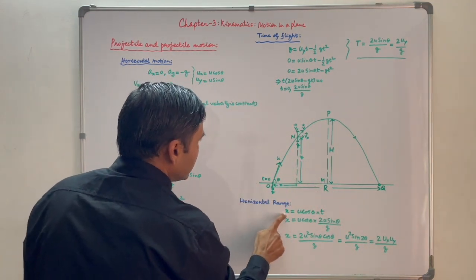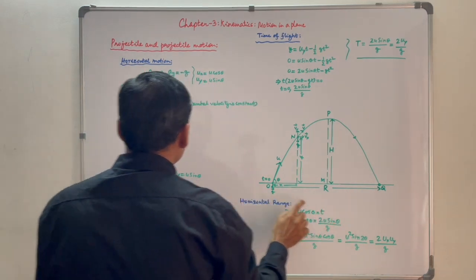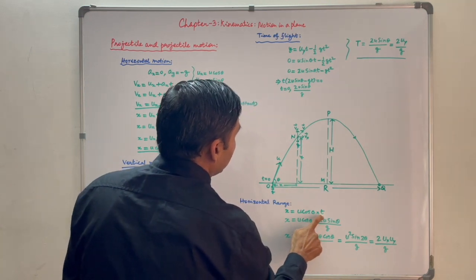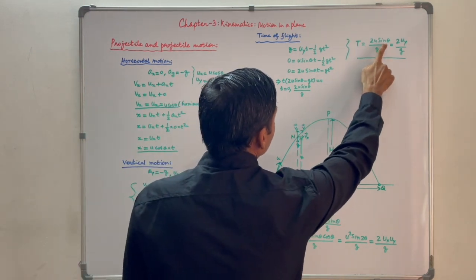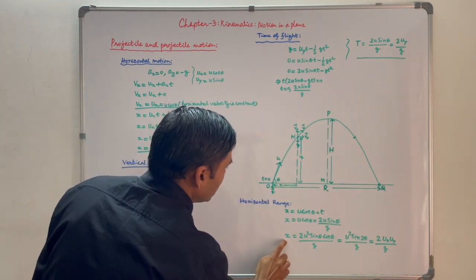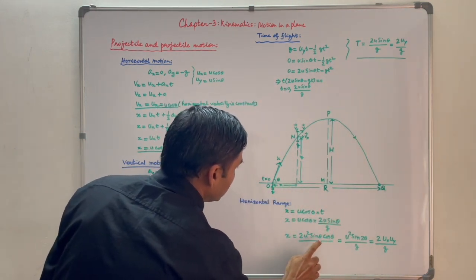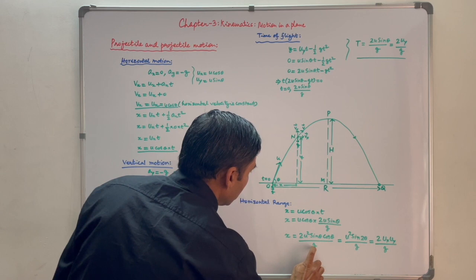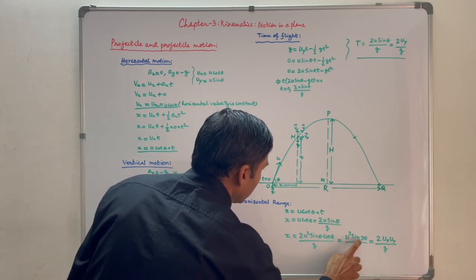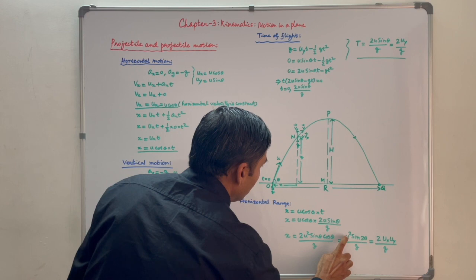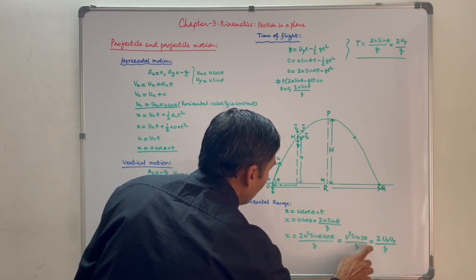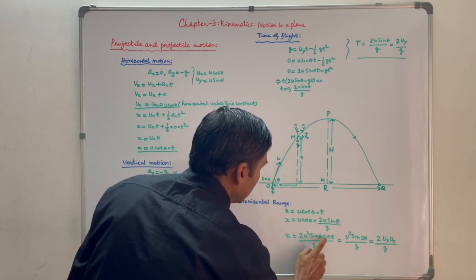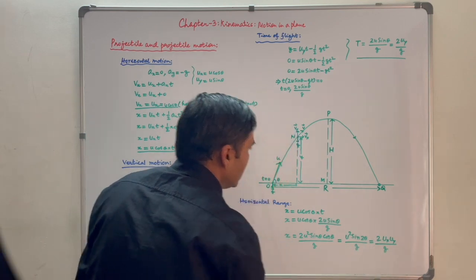Horizontal range. X is equal to u cos theta into T, where T is the time of flight. Time of flight we have just calculated, 2u sin theta upon g. So x equal to 2u square sin theta cos theta upon g, or it can be written as u square into 2 sin theta cos theta upon g. 2 sin theta cos theta is sin 2 theta. So it can be written as u square sin 2 theta upon g, or it can also be written as 2 into u sin theta into u cos theta, that is 2 ux into uy upon g.